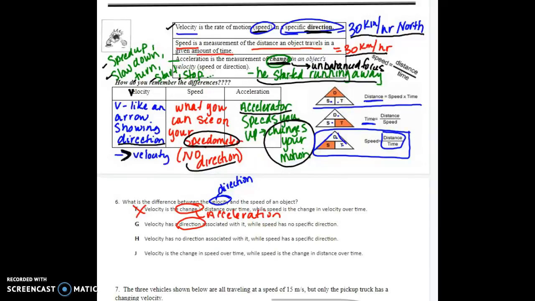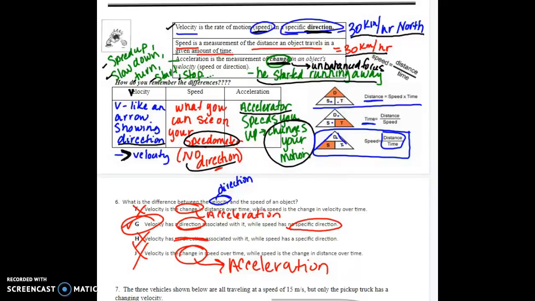Velocity has direction associated with it, and speed has no specific direction. Well, up here in our notes, we actually saw no direction right here with speed. So this looks like it might be a good answer, but we always like to check with all of them. Velocity has no direction. Uh-oh, that's not correct. Velocity is the only one that has direction. And letter J, velocity is the change. Uh-oh, that keyword there again. You're only going to associate change with acceleration. So our best answer here, of course, is G.